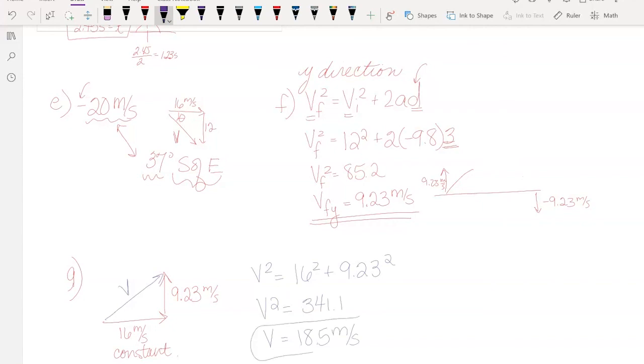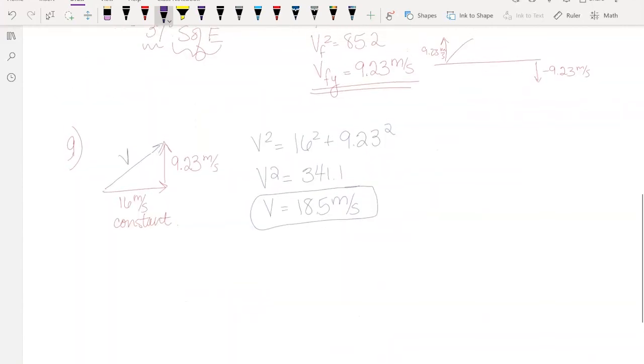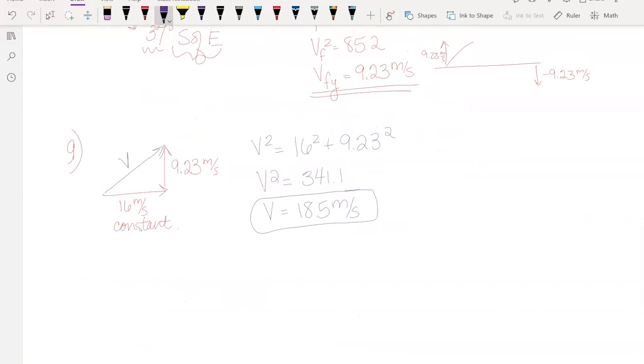It's very important that you note that it's not above 20. If you get something above 20, you're wrong. It can't get any faster because gravity is slowing it down.